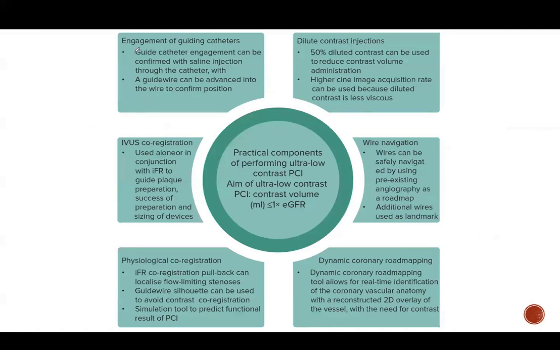So what are the various techniques? First is engagement of guiding catheters, which can be done as discussed. You can use diluted contrast injections. You can use IVUS, intravascular ultrasound, for proper alignment and stent expansion, and it can be of very much use. And wire navigation can be done by using a roadmap, or additional wires can be used as a landmark.